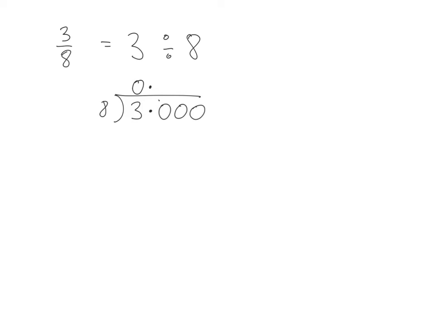Just delete that one. Sorry about that. Gives me a remainder of 3. That sounds a bit better. Again, if I know my 8 times table, I'm all right.